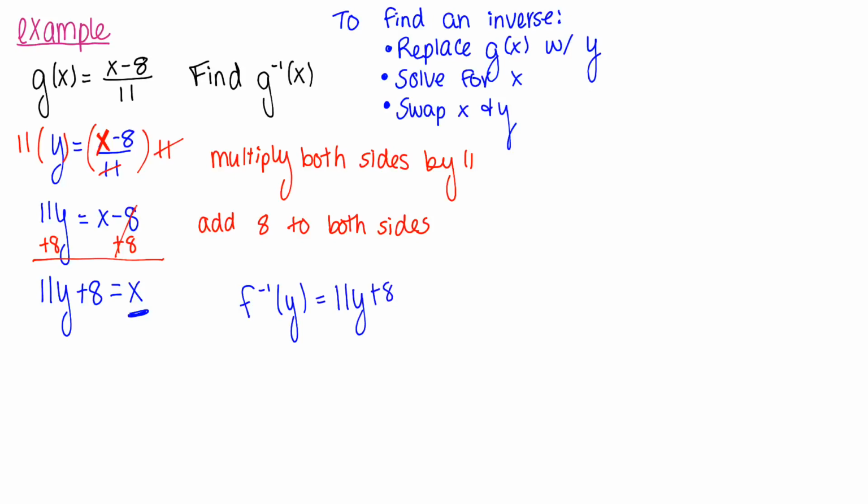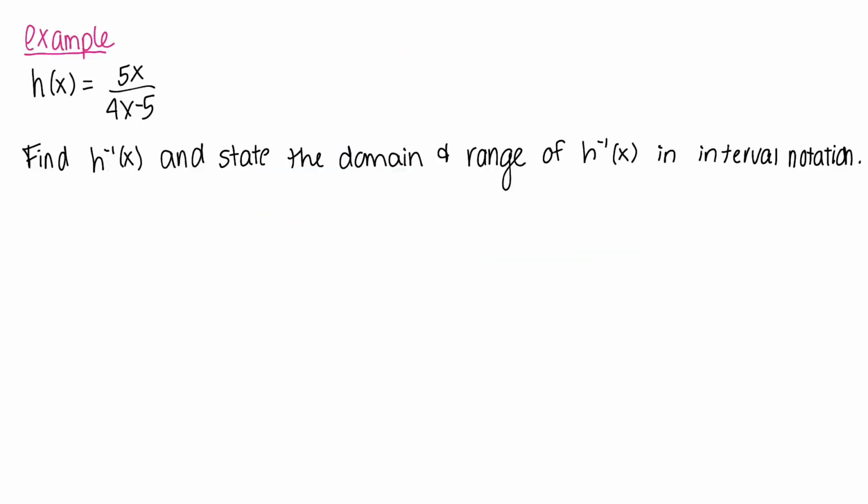But once again, they did ask for an x, right? The question asks for an x. So all we're going to do is instead of a y, we're going to put an x. So our answer is f inverse of x is equal to 11x plus 8. And that's that. Let's go ahead and do an example that's a little bit more complicated.